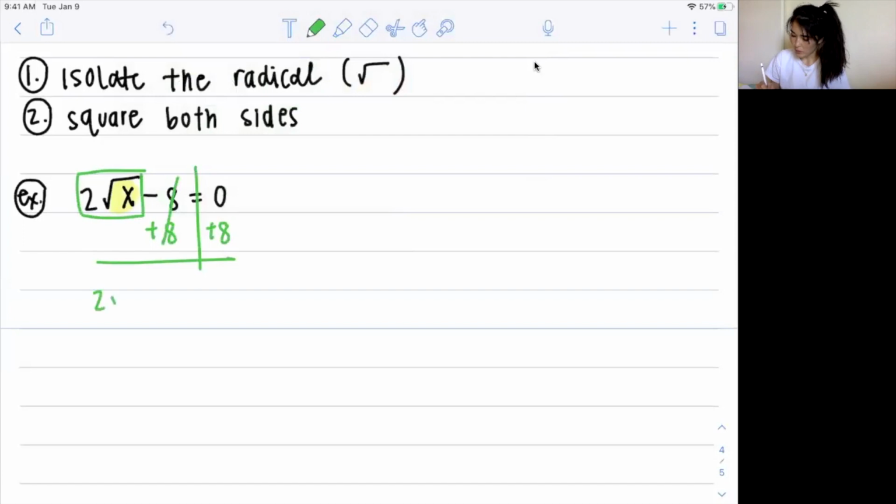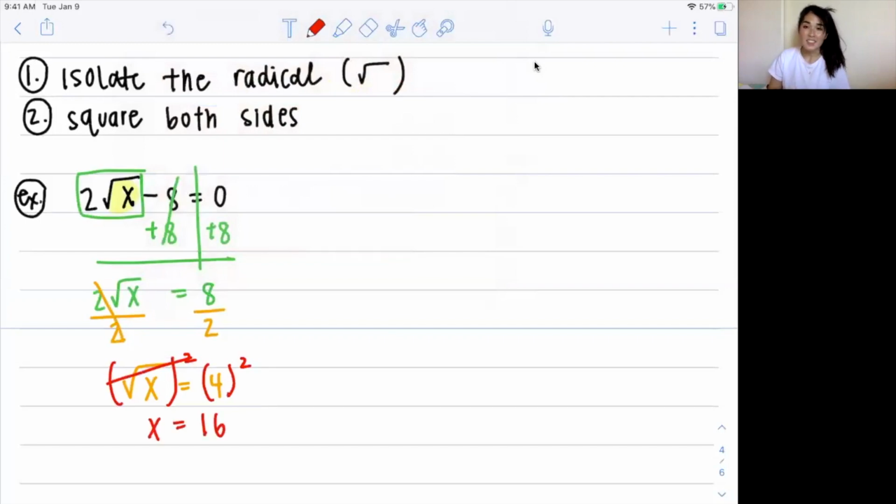That's going to leave me with 2 rad x is equal to 8, or again, 2 times rad x. To undo that times 2, we're going to divide by 2 on both sides. And that's going to leave me with the square root of x is equal to 4. And so here now we're going to be solving for x. Our last step to undo that square root is going to be to square both sides. That's going to cancel that out. And so in this case, x is going to be equal to 16. All right, so not too bad. Something I know that you guys are very capable of doing.